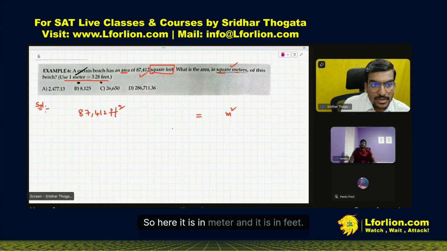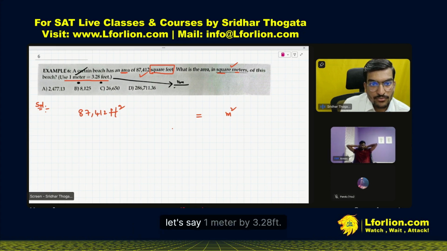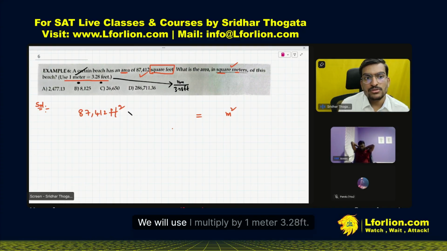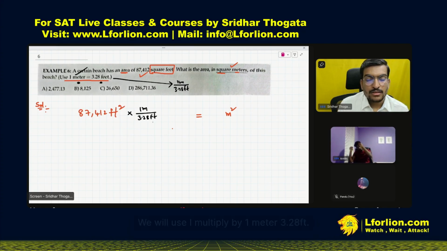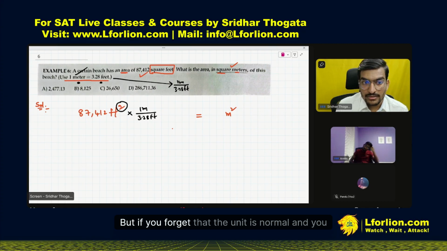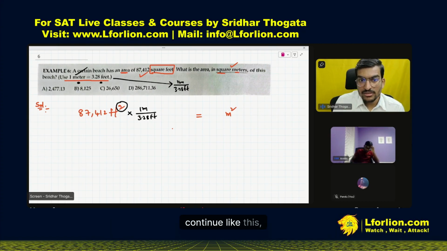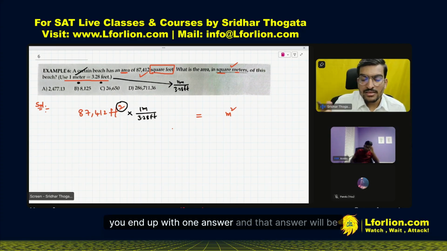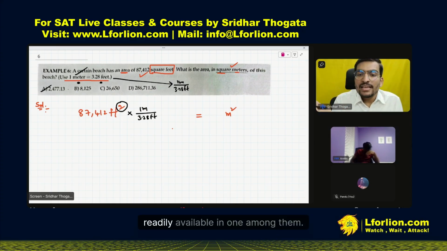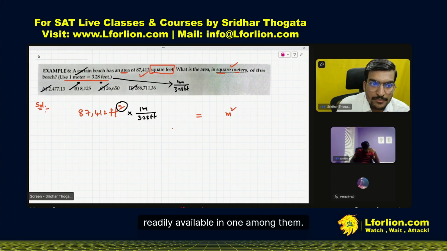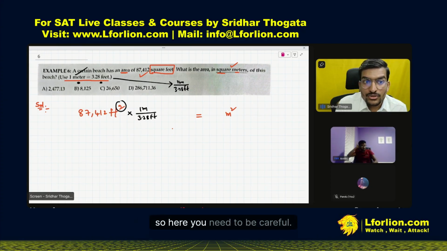So here it is in meters and it is in feet. Let's say 1 meter is 3.28 feet, which we will use. I multiply by 1 meter over 3.28 feet. But if you forget that the unit is squared and you continue like this, you end up with one answer, and that answer will be readily available among the options. So here you need to be careful.